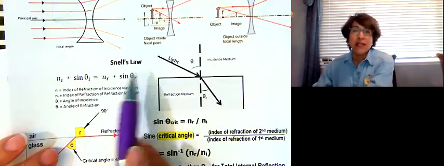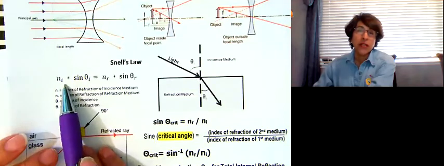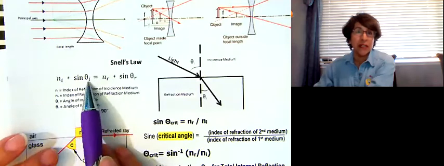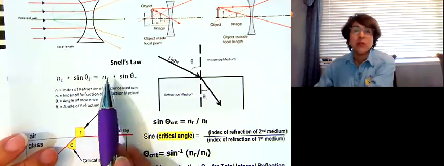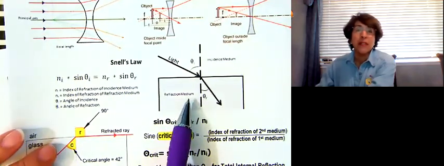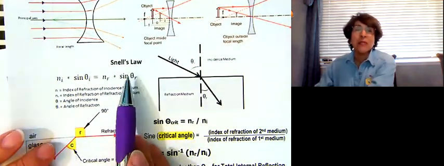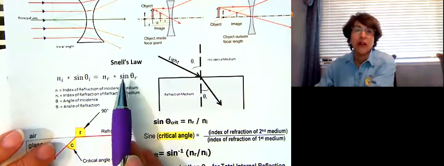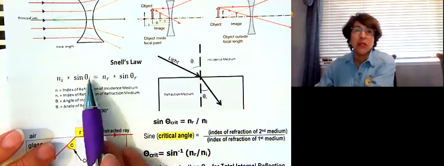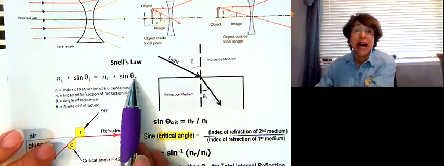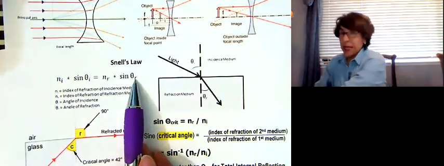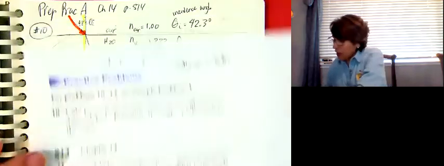Snell's law says that the index of refraction of the first medium times the sine of the incident angle is equal to the index of refraction of the second medium, where it gets refracted, times the sine of the angle refracted. That's all we need. We know the indices and the angle of incidence, so we can figure out the sine of the angle refracted, and then take the arc sine, or inverse sine.